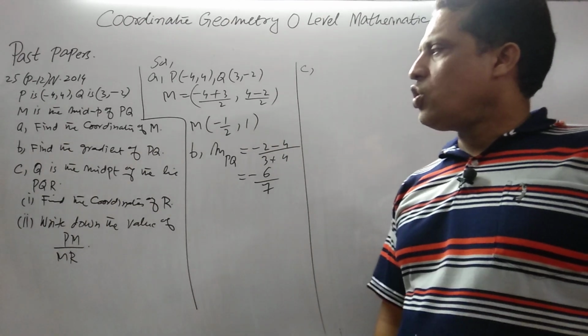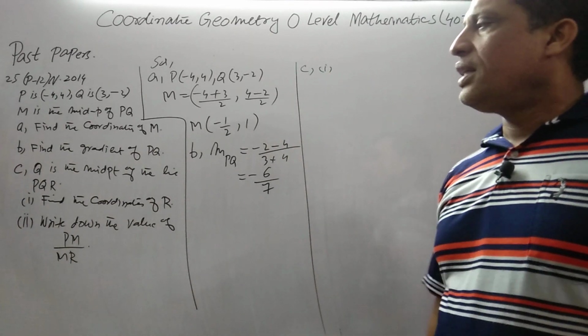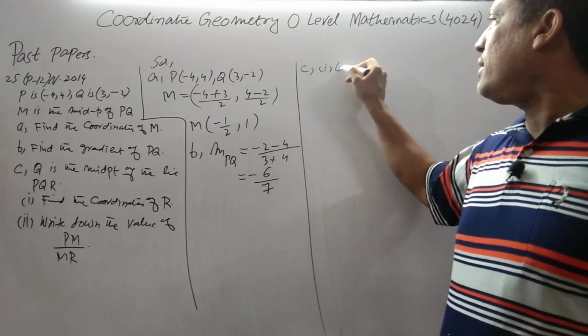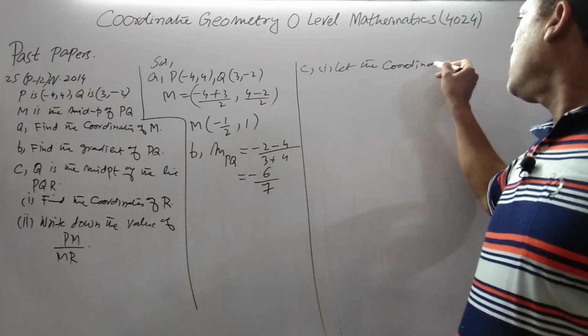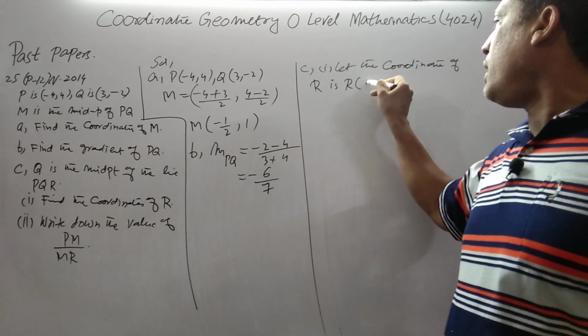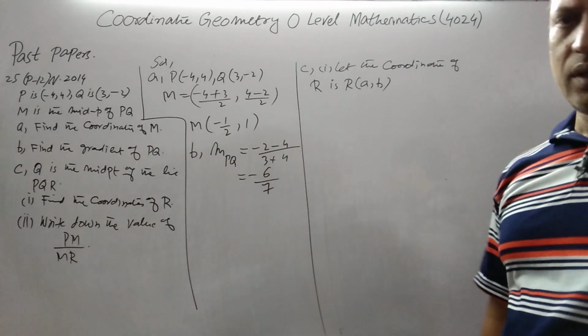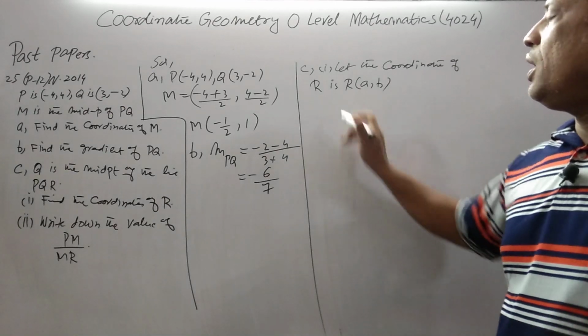Part C. Q is the midpoint of PR. Find the coordinates of R. Let the coordinates of R be (a, b). We just let the coordinates of R be (a, b).